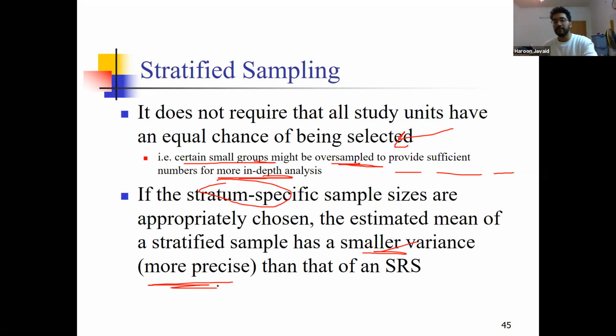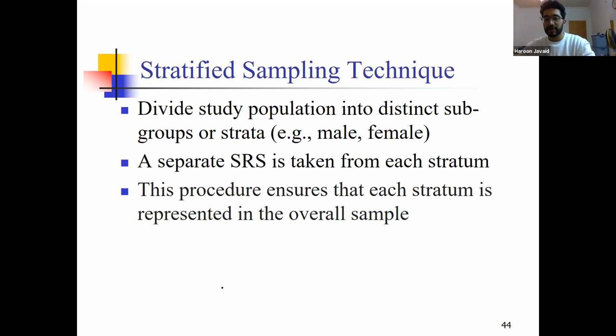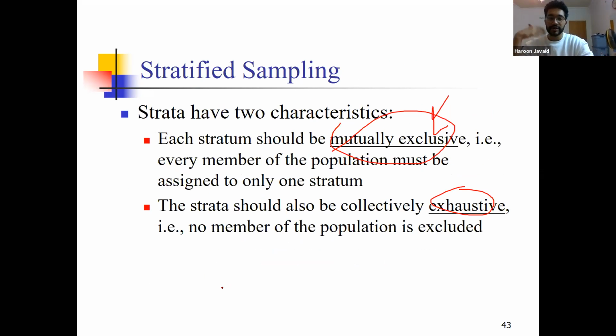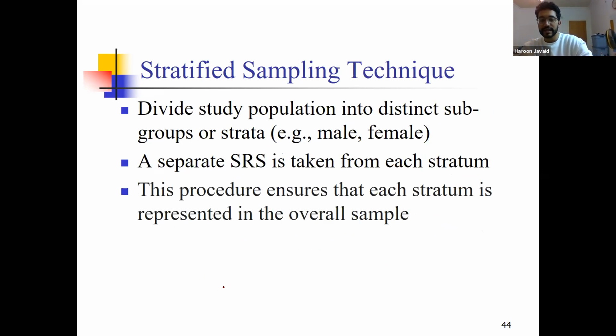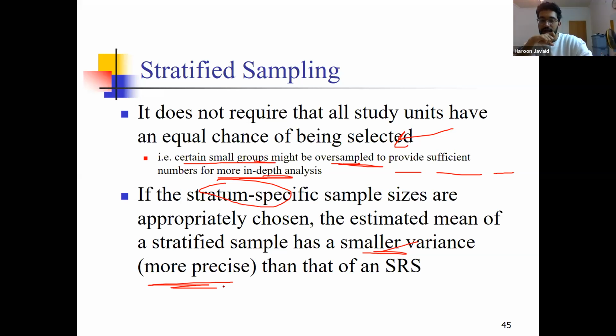So if you have the option of stratified sampling versus simple random sampling, and you can divide them into different categories, you want to study the different categories, all of your members are mutually exclusive, and all of them are exhaustive, you can use this for a better, more precise result. Make sense?